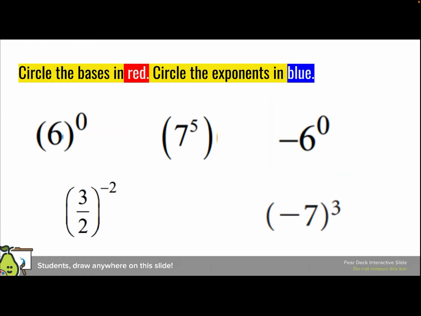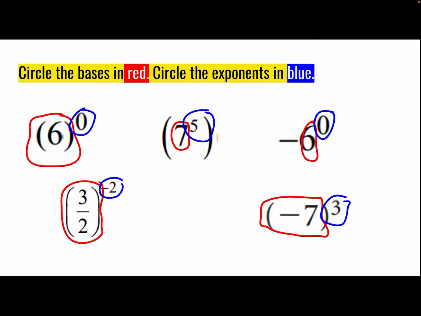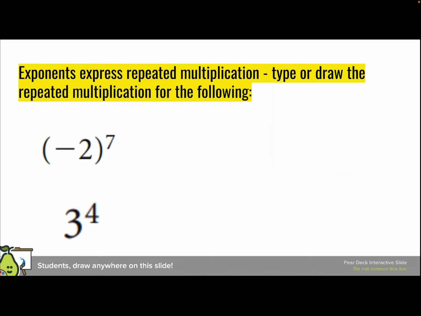So your task here is, on the Pear Deck, you would circle the bases in red and circle the exponents in blue. Now obviously you can't do that on the video, so I'm just going to show you the solution. So here we have all of our bases circled in red. We have the 6, the 7, the 6, not including that negative sign because there's no bracket around that base. The 3 over 2 is the entire base, and the negative 7. Those are our bases. Our exponents are the 0, 5, 0, negative 2, and 3. So they're the small number up in the corner. So we should be able to identify that.